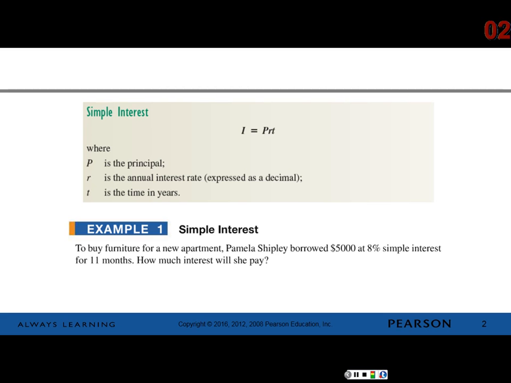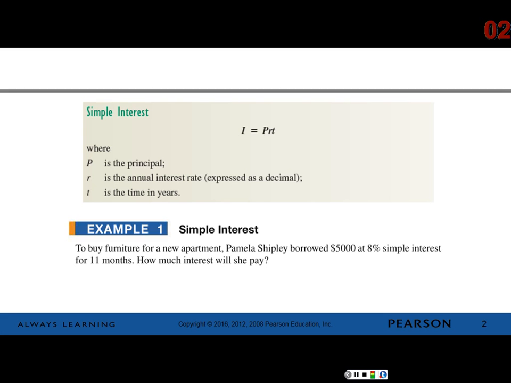And P has to be given in dollars, R is the interest rate expressed as a decimal, and T is the time, and it has to be the time measured in years. So if, for example, you're trying to find the interest for 6 months, you're going to have to say 6 over 12 gives you 0.5 and use that for your time.